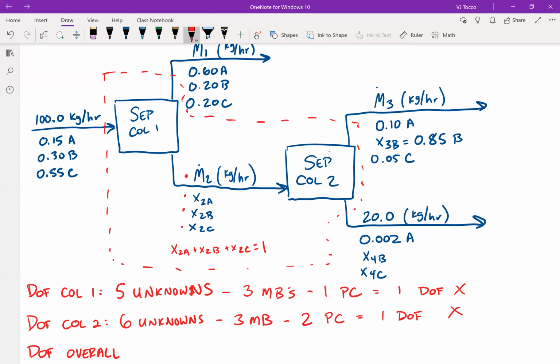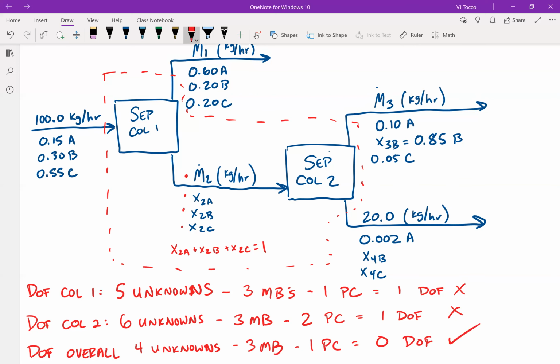So how many unknowns do I have in the others? I've got M1, the flow rate, M3, the flow rate, that's 2, and the 2 compositions, X4B and X4C. So I have 4 unknowns, and I have 3 material balances, and I have 1 physical constraint: X4B plus X4C plus 0.002 must be equal to 1. So this is telling me I have 0 degrees of freedom for this system, and I can go ahead and solve.